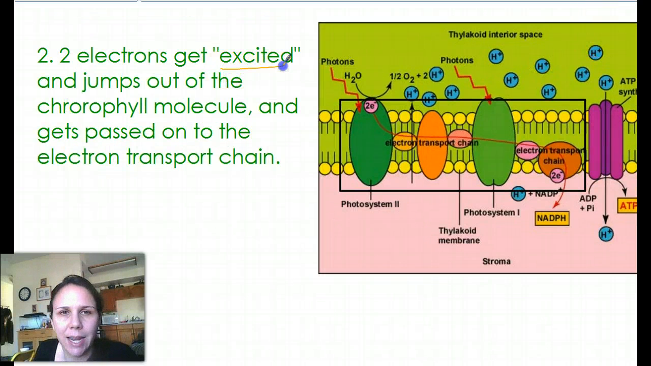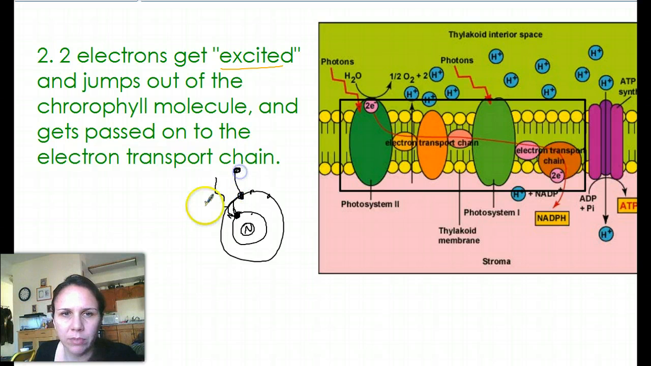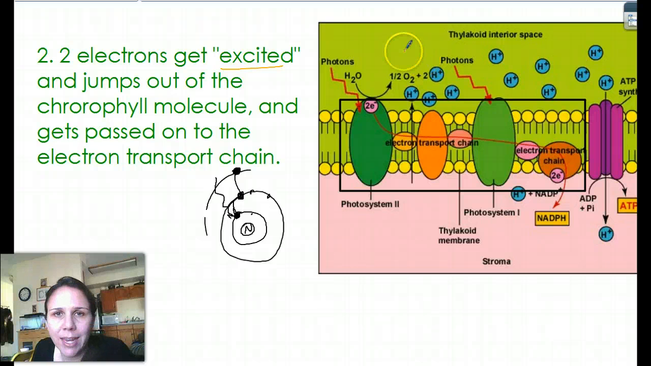Electrons get excited. Yes, that is the real term we use. What that means is that in an atom, we have the nucleus, and then we have electrons that flow in rings around them. Sometimes electrons, if they get zapped by energy, get so excited they jump up to higher levels. So when electrons jump up to higher energy levels, we call them excited. But they get so excited they literally jump out of the chlorophyll molecule. They can't take it anymore.